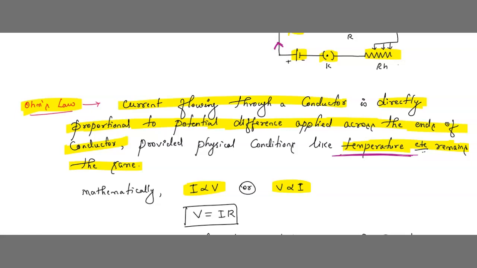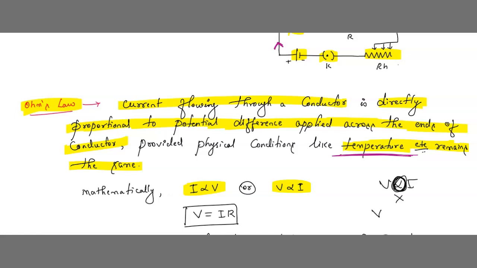When we say V is directly proportional to I, if we want to remove this proportionality symbol, then you have to introduce a proportionality constant.